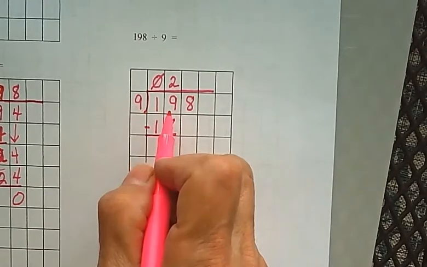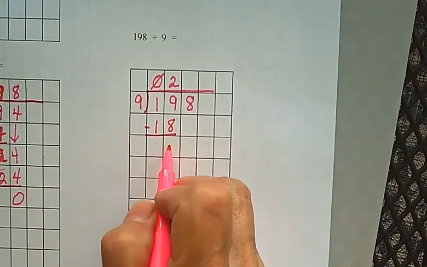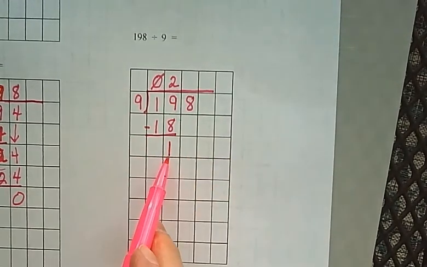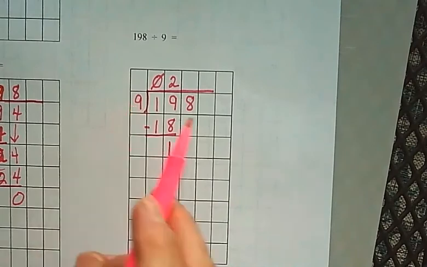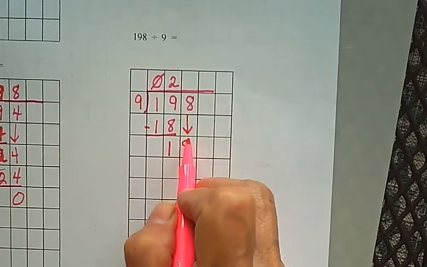So we did our divide. We did our multiply. Now we're doing our subtract. 19 minus 18 is 1. Check. Is 1 less than 9? It is. Then our last step, step 4, bring down.